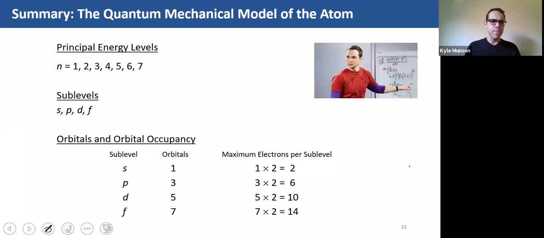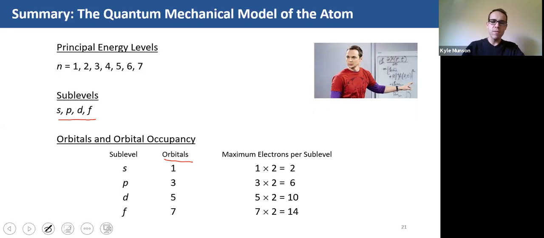So here's a summary so far of the quantum mechanical model of the atom. We have principal energy levels, which we've talked about before, which is 1, 2, 3, 4, 5, 6, etc. And then there are sublevels, and the number of sublevels we have corresponds to the number of principal energy levels. So if we have n equals 3, we can have 3 sublevels, for example. For each sublevel, there's a certain number of orbitals: for the S sublevel, only 1 orbital; P sublevel, 3; D sublevel, 5; F sublevel, 7, etc.